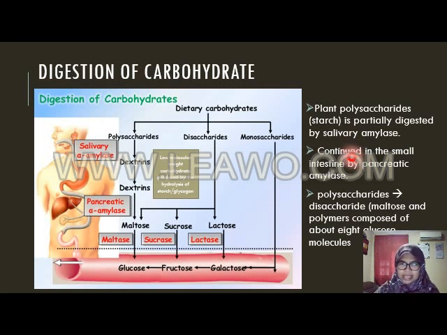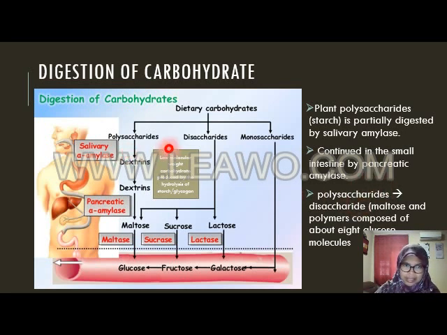It is partially digested in our mouth with the presence of salivary amylase. So the enzyme that is responsible for breaking down the polysaccharide bonds or linkages is salivary amylase. However, because the food is only present in the mouth for a short time, it is only partially digested. The digestion of carbohydrate will be further continued in the small intestine by pancreatic amylase. So this amylase is not secreted by the small intestine. Instead, it is secreted by the pancreas.